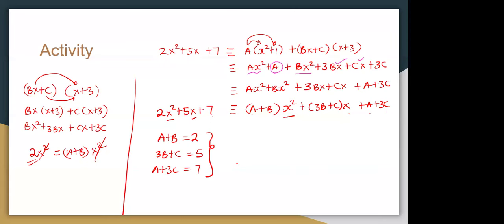Now, when you are solving simultaneously, you can first do the elimination method. Take an example. I can get the first one and then the last one. I say a plus b is equal to 2. Then here, a plus 3c is equal to 7. What do I want to eliminate? A. So, same coefficients, you subtract. So, when I subtract, I'll have b minus 3c is equal to 2 minus 7, which is negative 5.